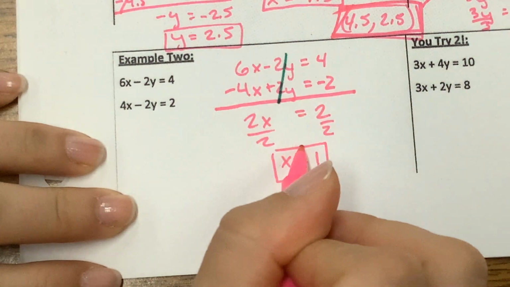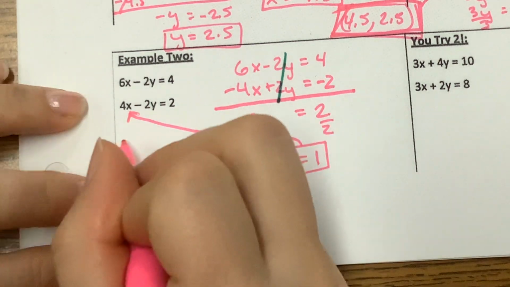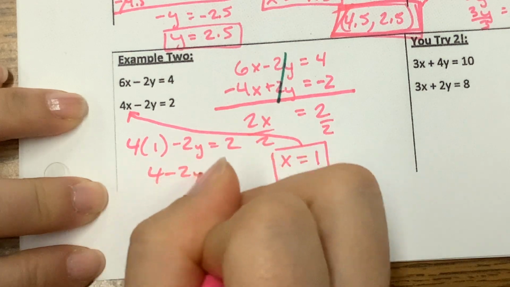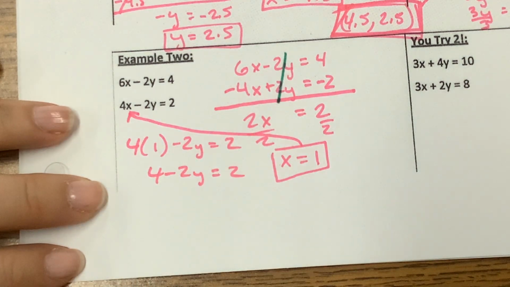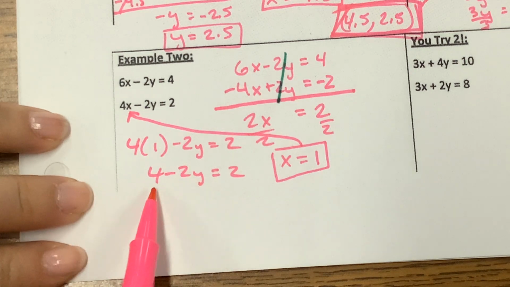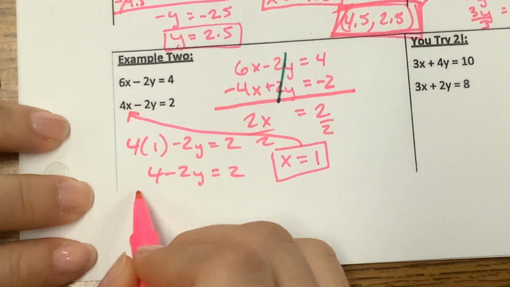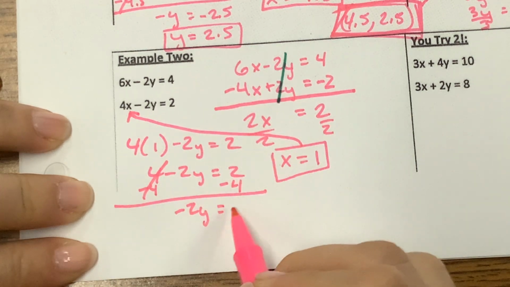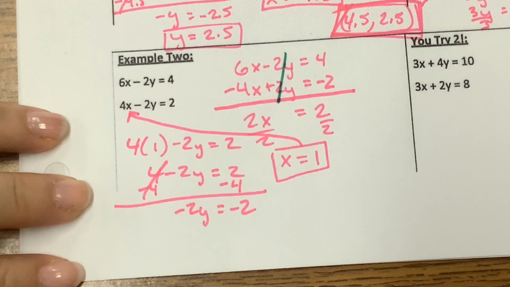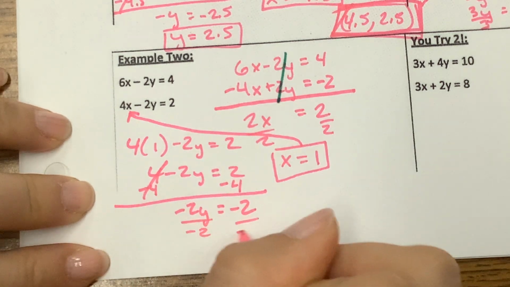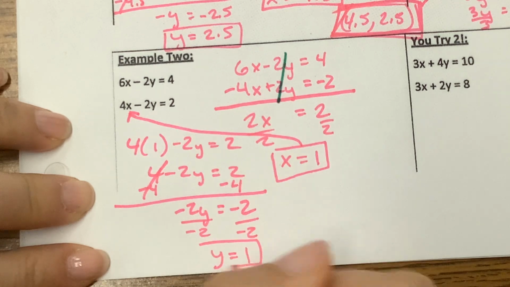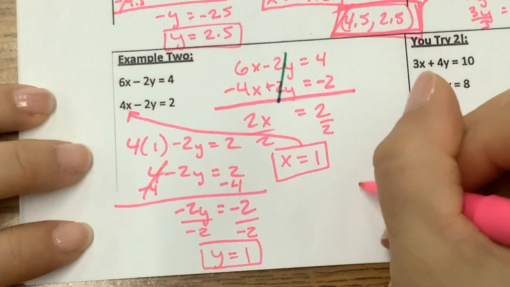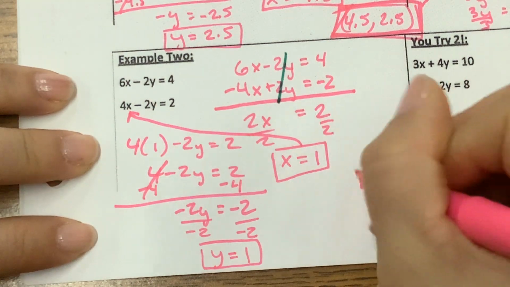So we're going to take that 1 and place it in for this x. So 4 times 1 minus 2y equals 2. So that's just 4 minus 2y equals 2. To solve for y, I have to get rid of this constant. What's the opposite of positive 4? Negative 4. And that's how we know we're subtracting. And then negative 2y equals negative 2. We're going to divide by negative 2, and what do we get? Positive 1, right? A negative divided by a negative is a positive. And what's our final answer here? 1, 1.